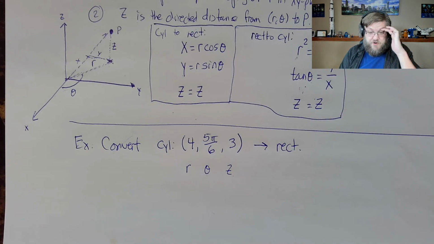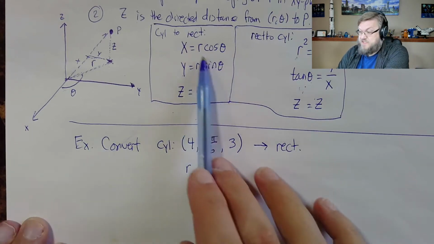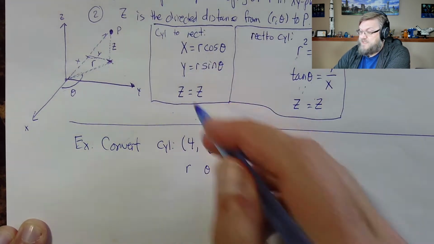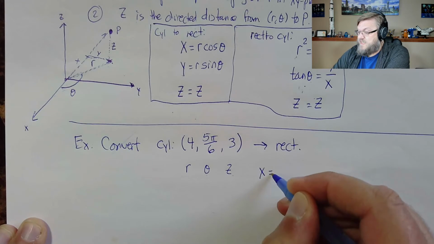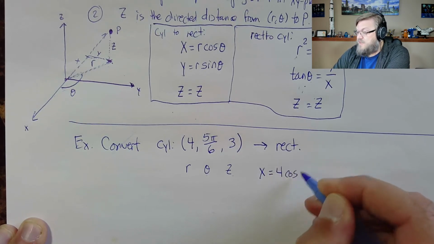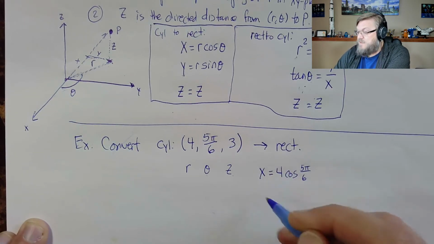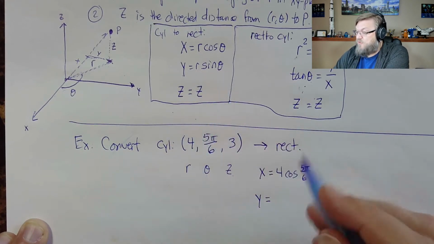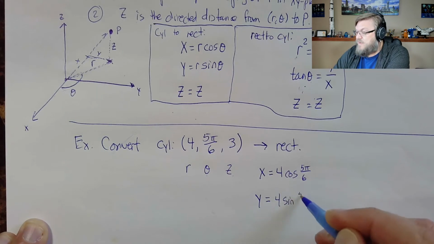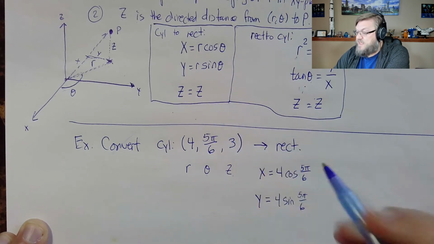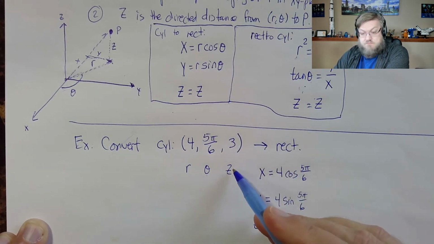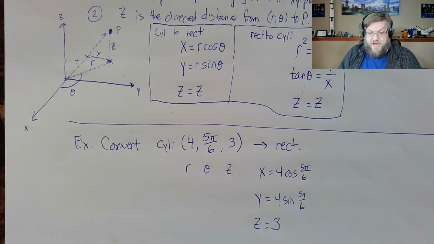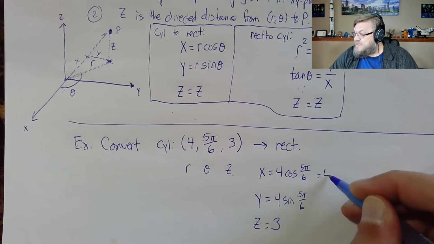Now knowing that, it's as simple as plug and chug. If I know r, theta, and z are these, here's what I know. x has to equal 4 cosine of 5π/6. y has to equal r sine theta, so 4 sine 5π/6. And z has to equal z, so 3. And so there I have it. Now I just have to actually calculate this.